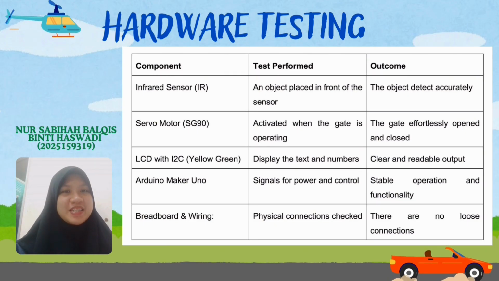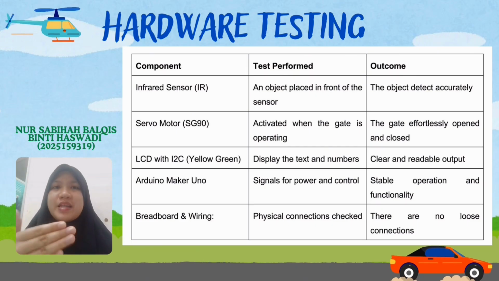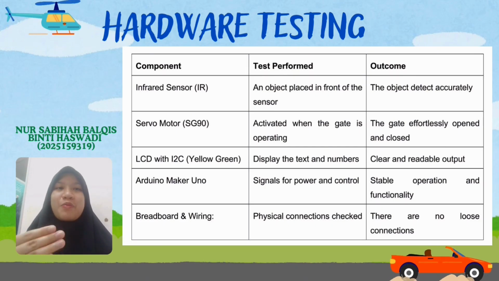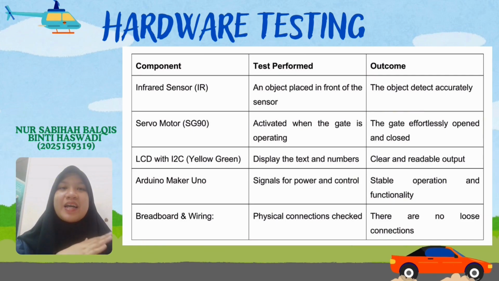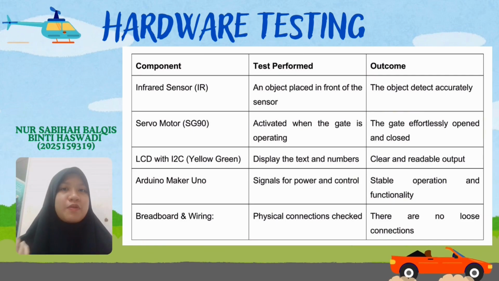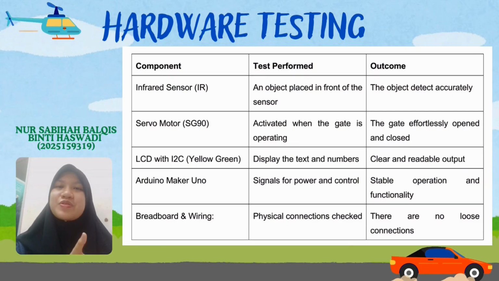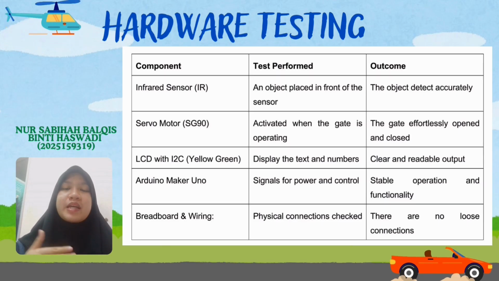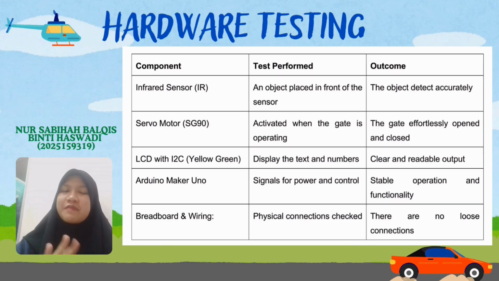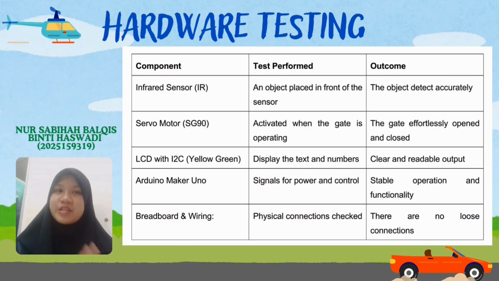The infrared sensors were tested by placing an object in front of the sensors to test their ability to accurately detect vehicle movement at the entrance and exit point. The servo motor was tested to confirm that it could open and close the parking gate smoothly in response to sensor input, while the LCD was tested to ensure that it could clearly display system information such as the available parking slots and warning message.